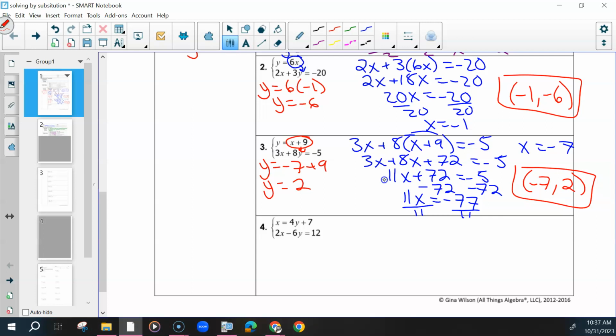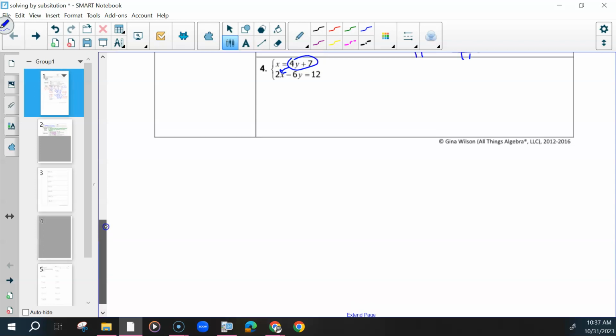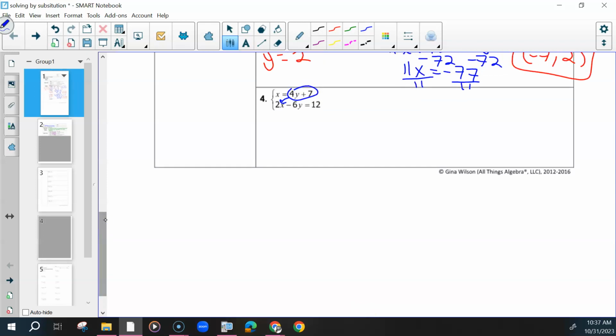What's different about number 4? That only changes the process a little bit. It's basically the same thing. You do not need to make this y equals. It could be x or y. But now instead of putting this in for y, we're going to put this expression in for x in the other one. So we're going to rewrite this. 2 times 4y plus 7 minus 6y equals 12.